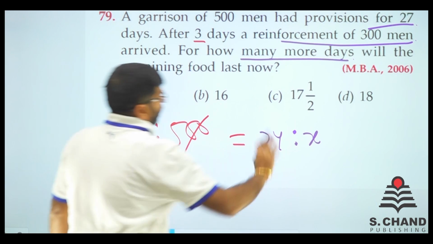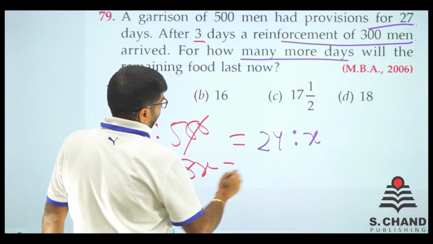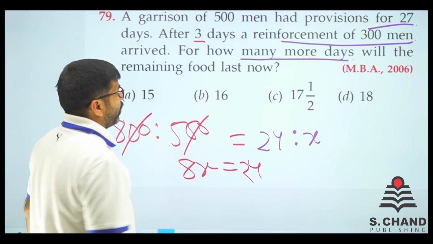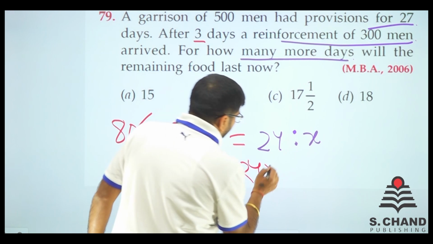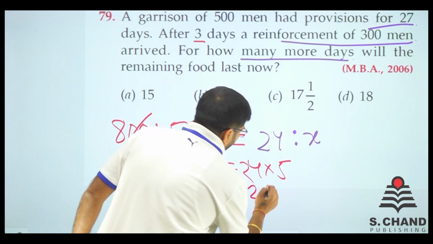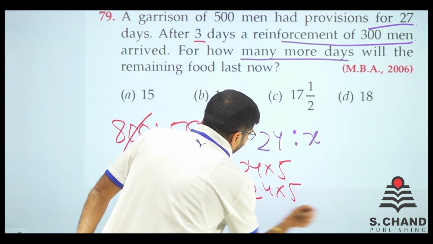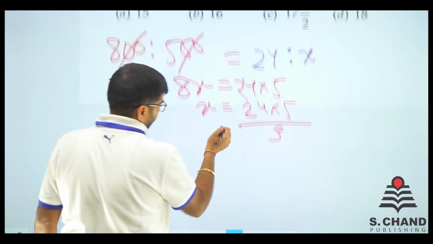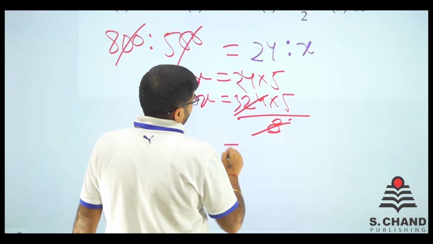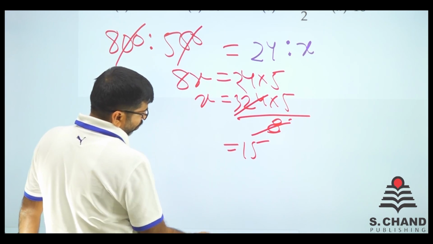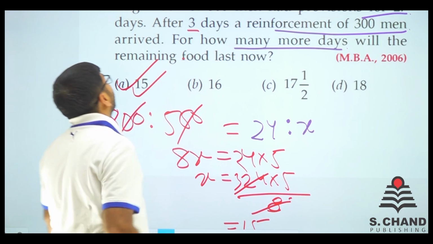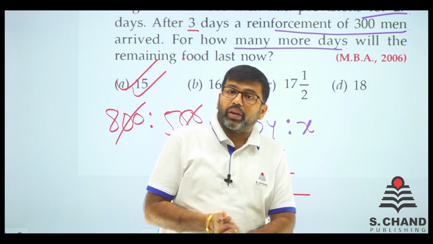Multiply the leftmost to the rightmost, that is 8x is equal to 24 into 5. So 8x, and you multiply 24 into 5, that is 5 here. We have got x is equal to 24 into 5 by 8. So 8 is 3, that is 15. So 15 more days and the food is gone. And here we go. So finally we have arrived at the end of this video also.